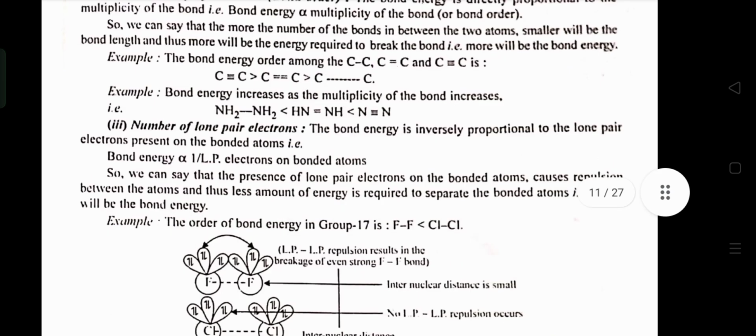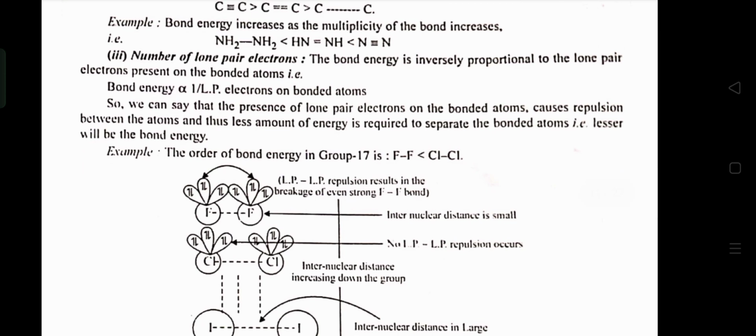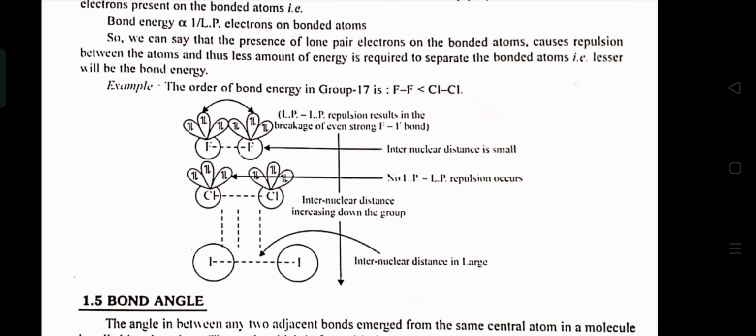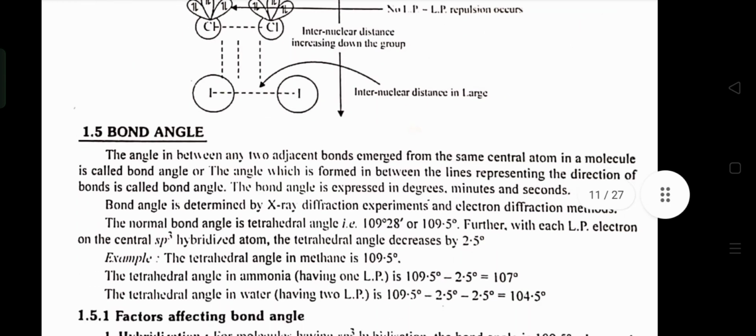Third one is the number of lone pair electrons. The bond energy is inversely proportional to the lone pairs present on the bonded atom. So we can say the presence of lone pairs on the bonded atom causes repulsion between the atoms, and less energy is required to separate the bonded atoms, so the bond energy is less.